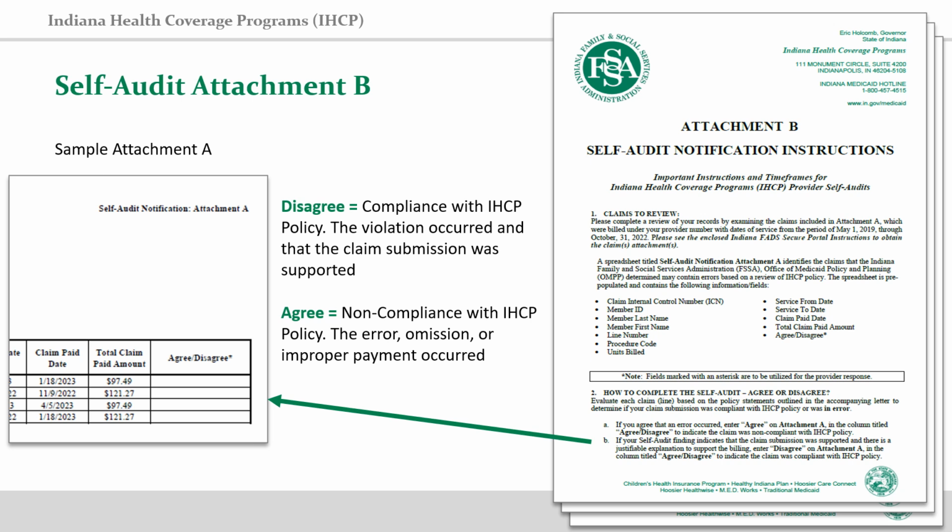Attachment B also includes the timeline to complete and return the Attachment A, corrective action instructions, information on adjustment or voiding of claims on Attachment A, contact information for questions, and a place for case-by-case explanations. Just to make the process clear, let's review the step-by-step process for completing a self-audit.